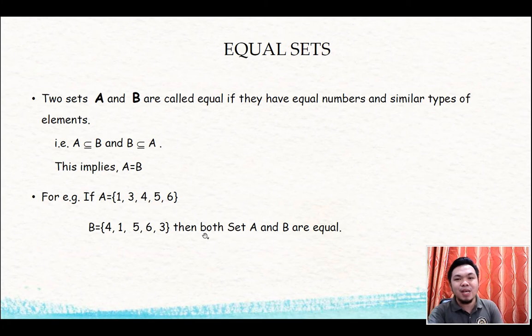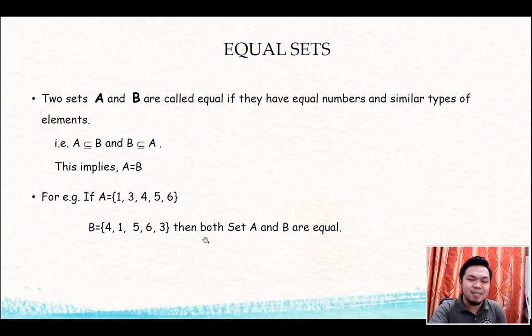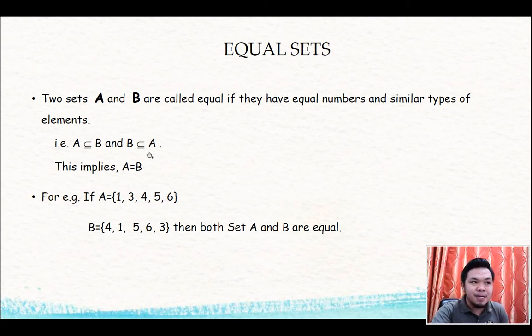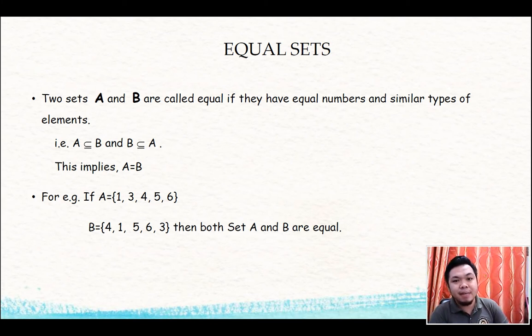Now, let's go with equal sets. Ang equal sets naman, two sets, A and B, are called equal if they have equal numbers and similar types of elements. Example, A is equal to B, then B is equal to A. Ibig sabihin po nun, A is a subset of B, then B is a subset of A. Meaning, parehas sila ng bilang ng elements.